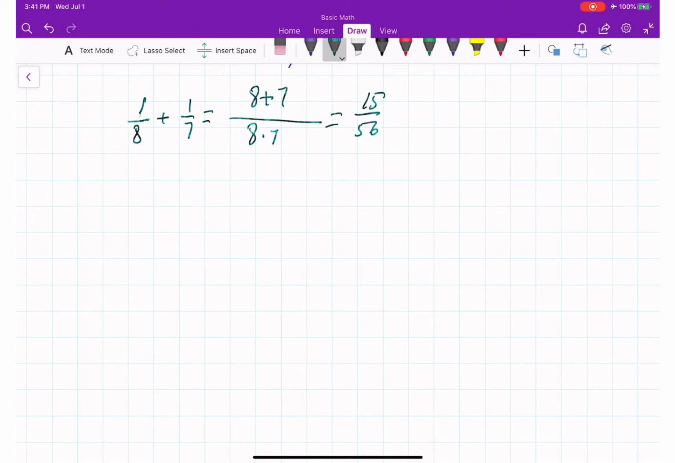Another one. 1 over 3 plus 1 over 5. This is about fractions that have 1 on the top. So you get 3 plus 5 and 3 times 5. 8 over 15. How awesome is that?